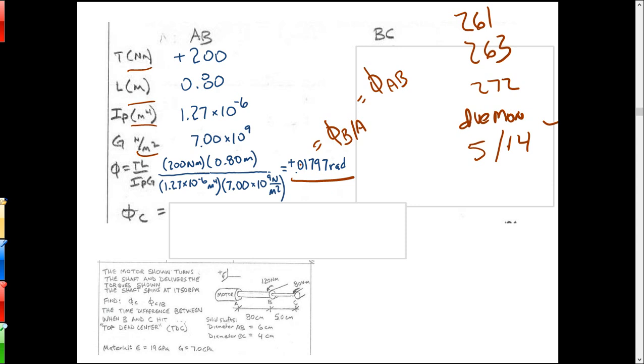So that's the twist of B with respect to A. You could also just call it the twist from A to B. You can call it, you know, either name seems to be used, okay? If you're gonna do BA, you put a slash between. For those of you that had dynamics, you know, that means with respect to. So it's B with respect to A. If you remember relative motion when we did that, we used that notation, okay? So that's 0.01797 radians. So that's how much B twists with respect to A. Okay. It's positive, so it's in the positive direction.